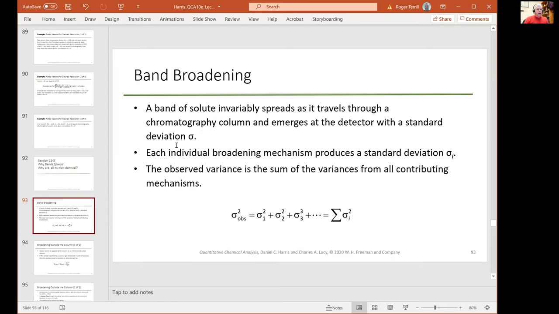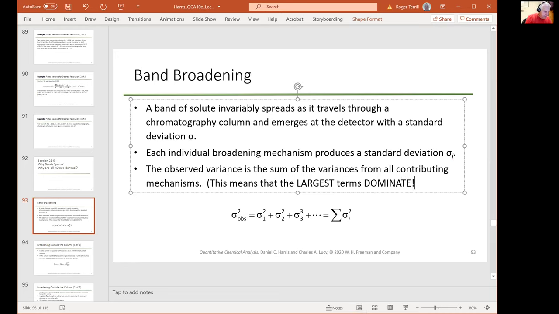First of all, everybody likes a sort of a framework to have this conversation, right? So we're going to say that each broadening mechanism produces a standard deviation or a variance, right? And the variance is a sum. And what does it mean when the width, sigma, sums with all the other widths as sigma squared? This means that the largest sigma values dominate, right?